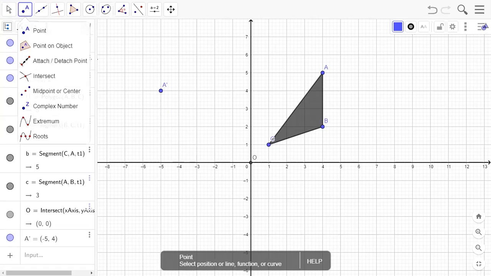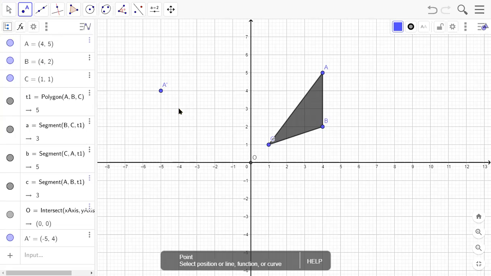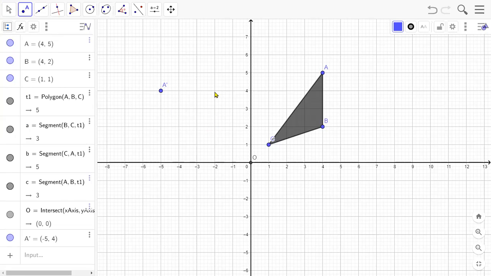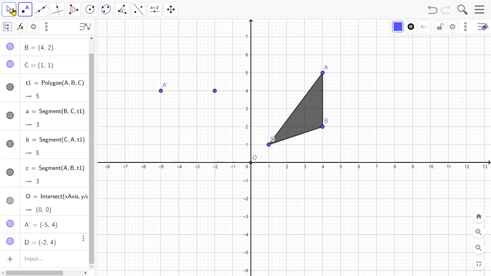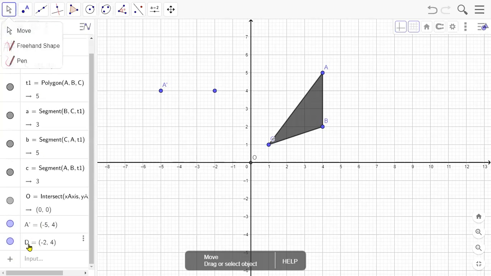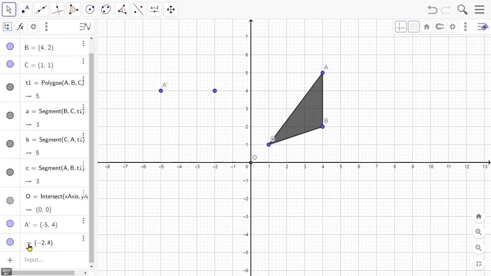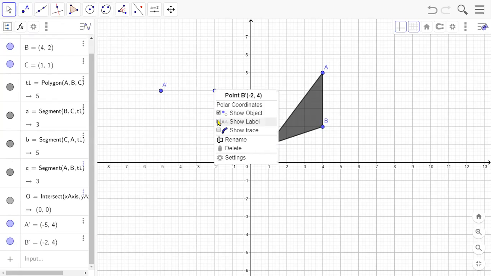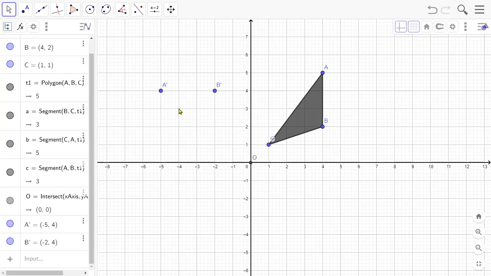Yes, sir. Okay, what will be the coordinate of b dash? Please tell once again. -2, 4. Okay, -2, 4. Let me just mark the point. And this is just the point. What will be its name? It is just the b dash. Very good. B dash. Okay, let me just show its label here. Here we have marked the points a dash and b dash. Okay, let's mark the point c dash.